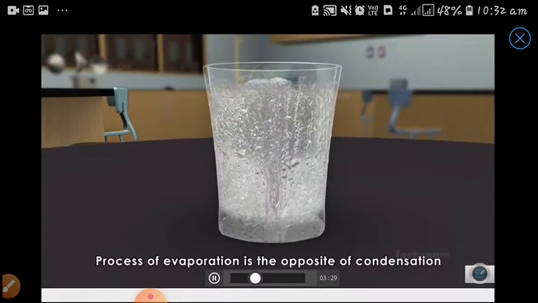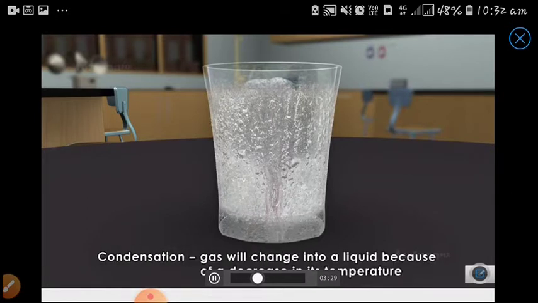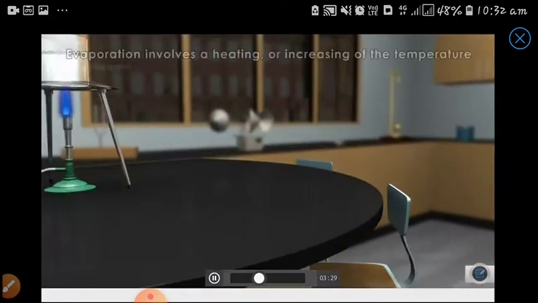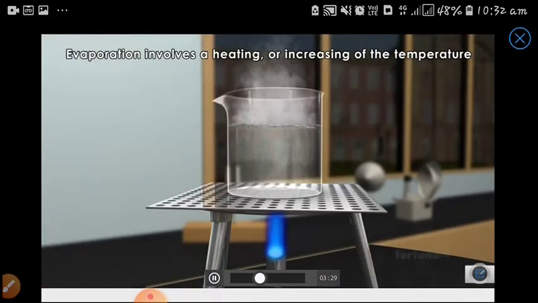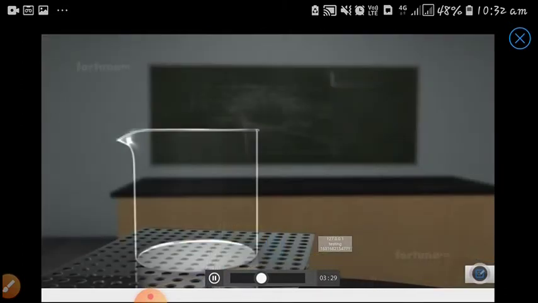The process of evaporation is the opposite of condensation. During condensation, a gas will change into a liquid because of a decrease in its temperature. Evaporation involves a heating or increasing of the temperature. Let's take a closer look at how water evaporates and becomes water vapor.